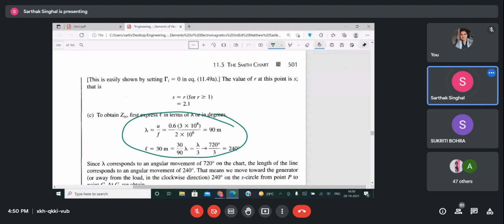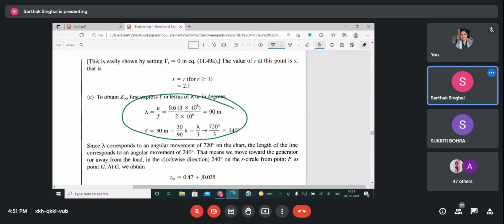Can we calculate the lambda like this? Yes, sir. L is 3. Lambda by 3. So how much angle do we have to move for lambda? How much angle was required? For lambda, it was 360 degrees. No, two circles, 720. So for lambda by 3, how much angle do we have to rotate?